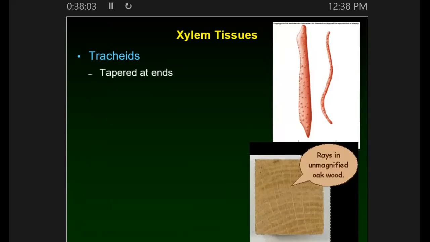Let's look at the other type of xylem. The other type of xylem is called tracheid. Okay, so vessels and tracheids. Tracheids are narrower than what we saw with vessels, and they tend to be tapered at the ends. They're also dead at maturity, though, but they have a very different look to them. They're always more slender than vessels.